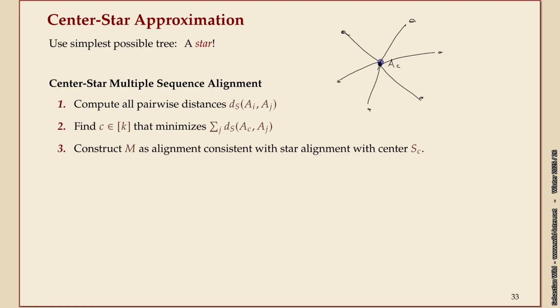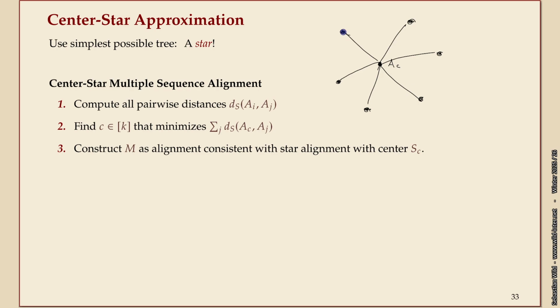The algorithm starts by computing all pairwise distances because we use them anyways in the next step. So for every I and J, we compute the optimal edit distance, say. Then we find one of the sequences by essentially trying them all one after the other. We compute the sum of the distances from that sequence to all the others. There will be one that is best. Let that be our center of the star. That's in a way the closest sequence to the others.